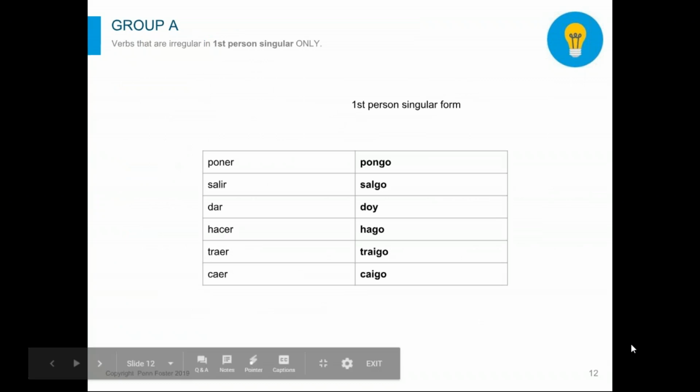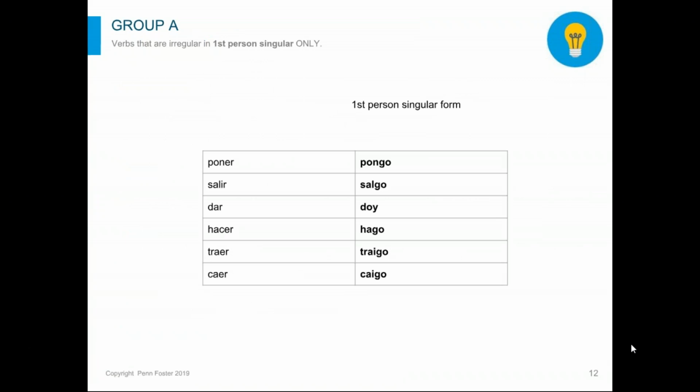So we're going to expand upon each of those types, A through E, starting with slide 12, group A. On the slide you see 6 examples of verbs that are irregular in first person singular only. On the left would be the infinitive. On the right is its first person singular form, as you can tell above the chart. There is really no rhyme or reason to how to come up with these. These must be memorized.